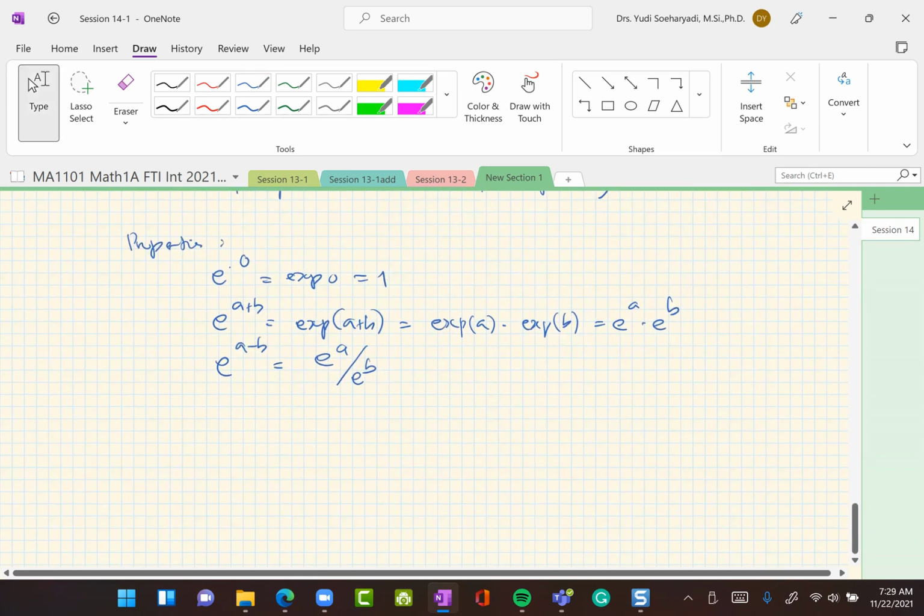Okay, and the inverse properties are that e to the ln of x is just x for x positive. And let's see, what else? Oh, the other way around: ln of e to the x is just x. That's for x a real number. Okay, so because the e cancels the ln.